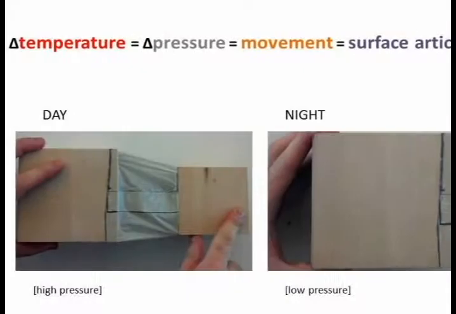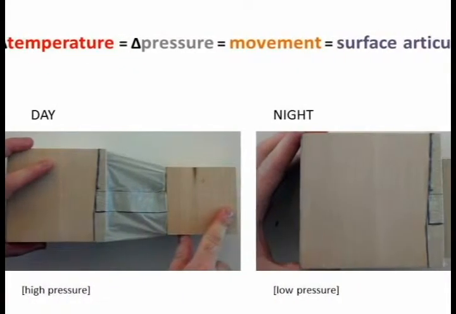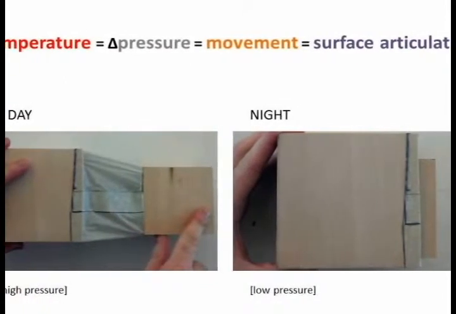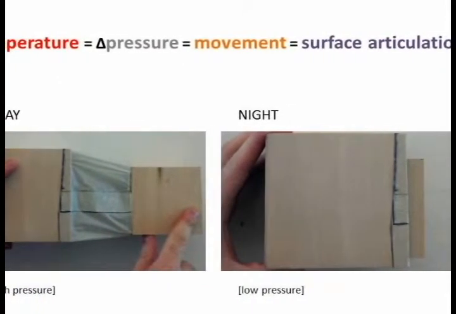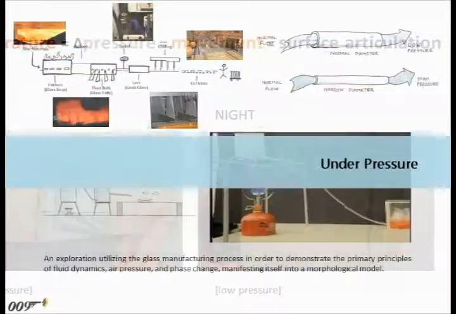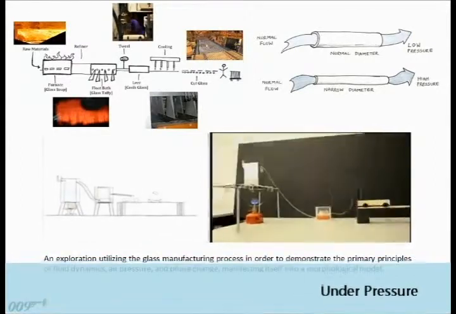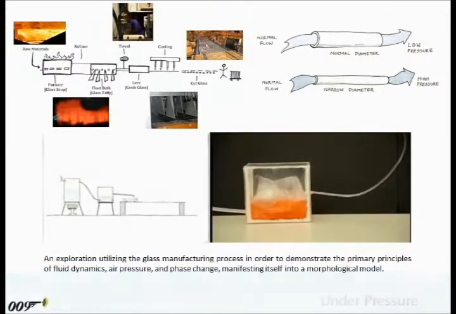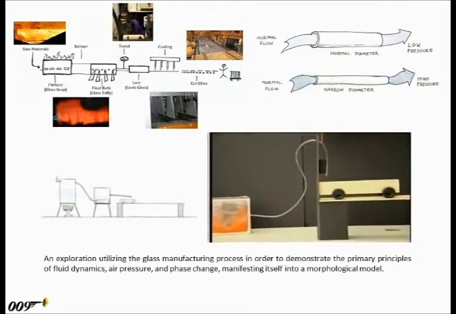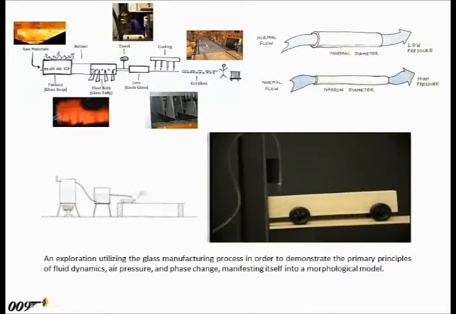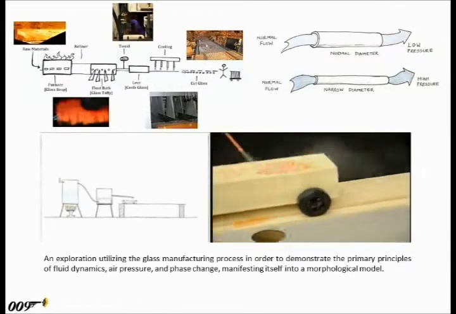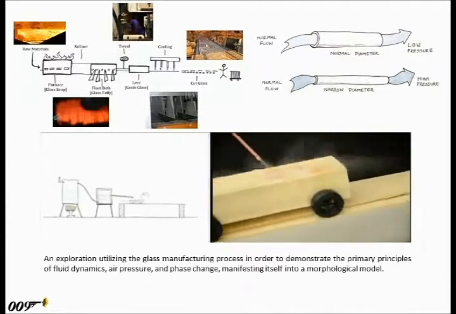These survival mechanisms of heat differentiation, fluid dynamics, and pressure also become the building blocks of our working hypothesis. Change in temperature equals change in pressure equals fluid dynamics equals surface articulation. Our visits to various manufacturing plants brought exposure to the manufacturing process in the areas of casting, laminating, tempering, and phase change. We experimented and tested several materials in an effort to discover the materials that are best suited for modeling our basic principles.